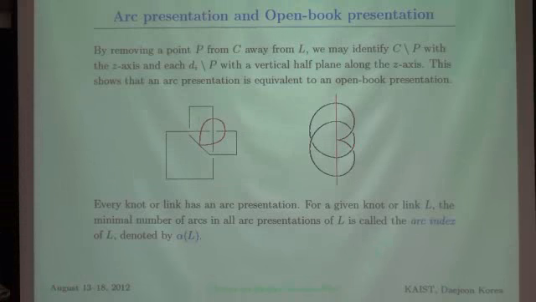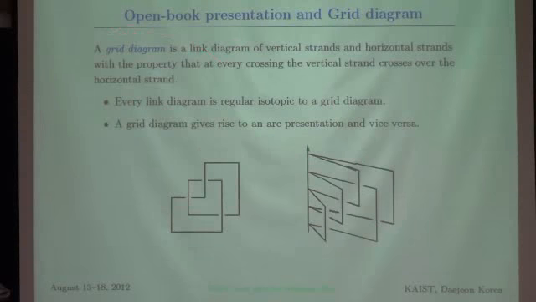Every knot or link has an arc presentation. I'll explain that in the next slide. For a given knot or link L, the minimal number of arcs in all arc presentations of L is called the arc index of L, denoted by alpha of L. A grid diagram is a link diagram of vertical strands and horizontal strands like this, with the property that at every crossing the vertical strand crosses over the horizontal strand.